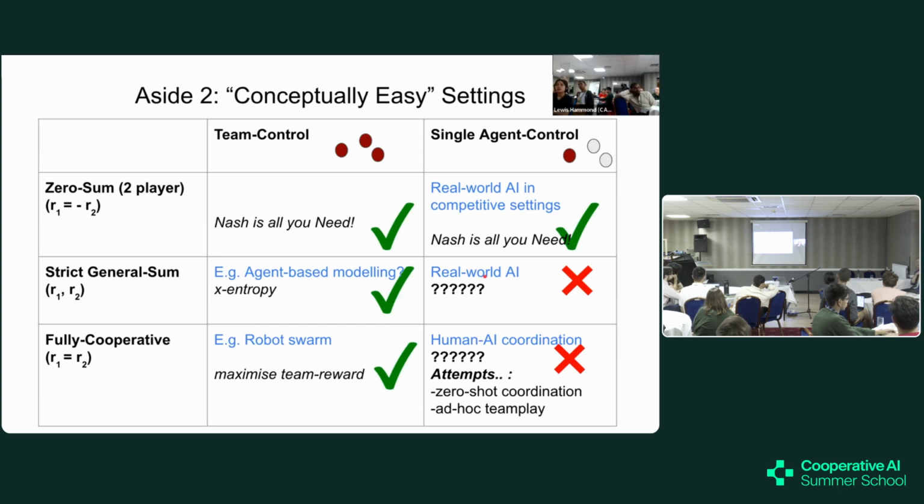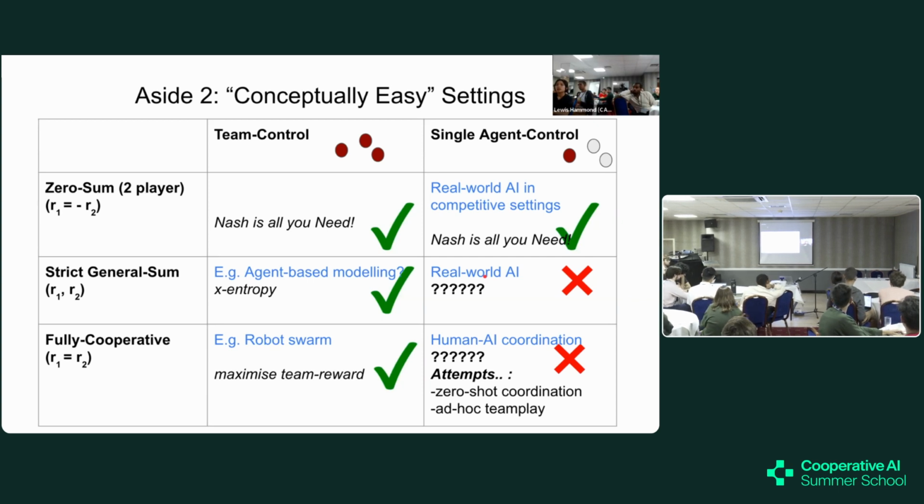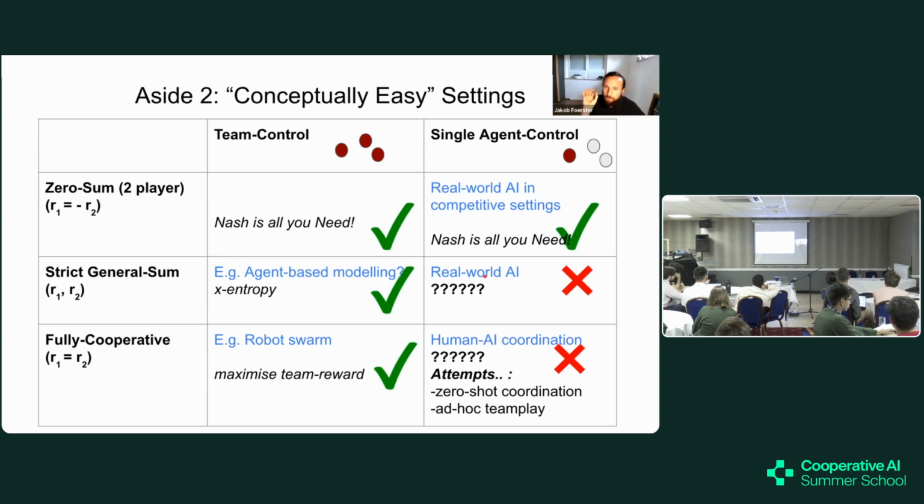Because sometimes human-AI coordination can involve correlated actions, but they don't actually end up with ideal results. So fully cooperative, I want to be very clear, means that there's a team reward. And I'm looking at a pure coordination problem here, whereby the robot is trying to work together in a team with a human. I help the human.